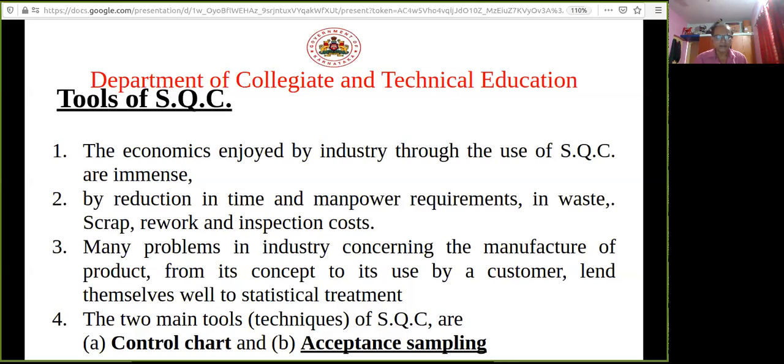So these two tools, the control charts and the acceptance sampling, play a very important role in manufacturing, especially in mass production, batch by batch production, and repetitive production. So it is more useful. These are the tools that we need to study, and we are going to study them in detail in the next chapters.